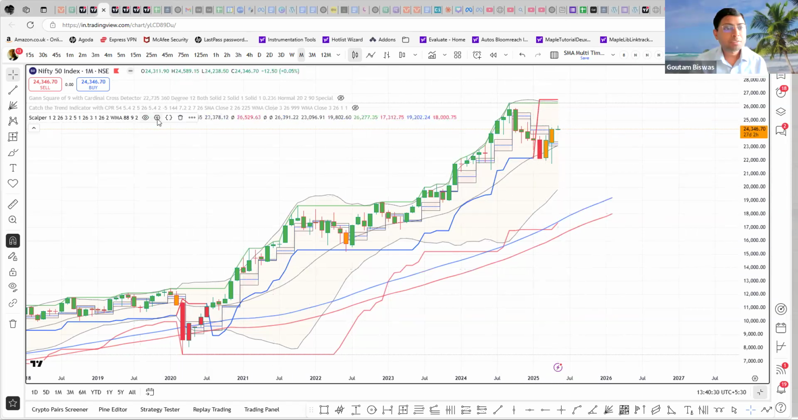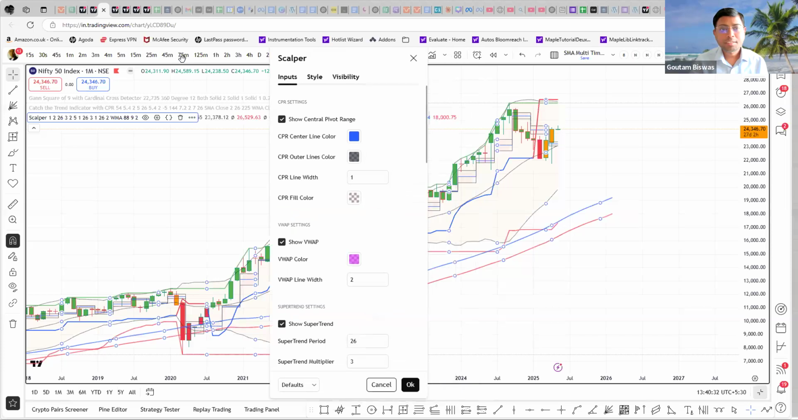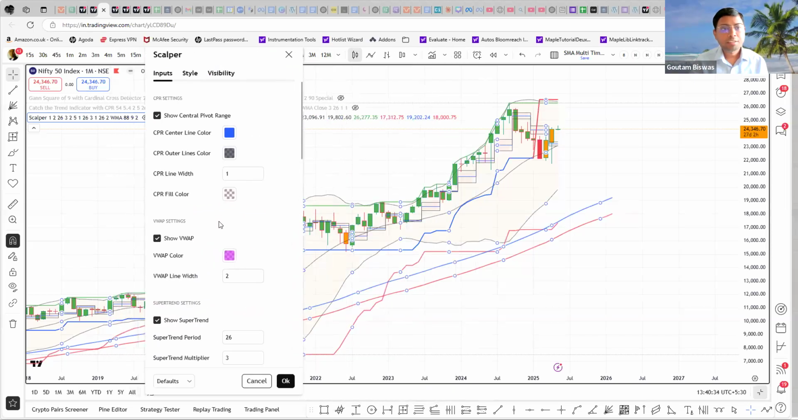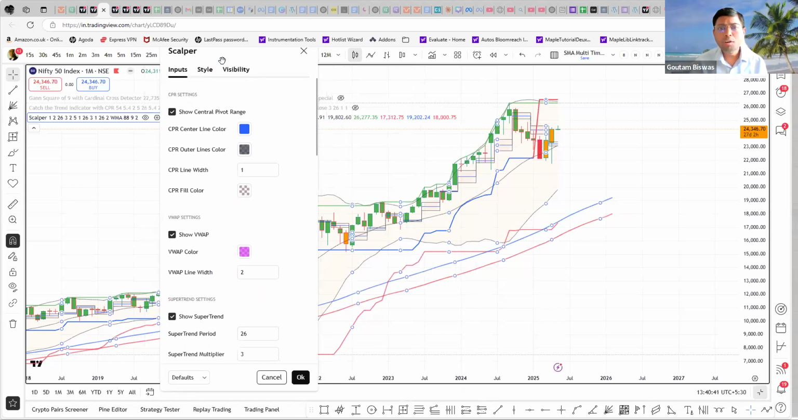So let me first explain what are the components that make up this indicator. It is basically a combo of 6 or 7 different indicators combined into one. One advantage is that people on the free version of TradingView cannot use more than 2 indicators, so this combo indicator solves that problem in a way.